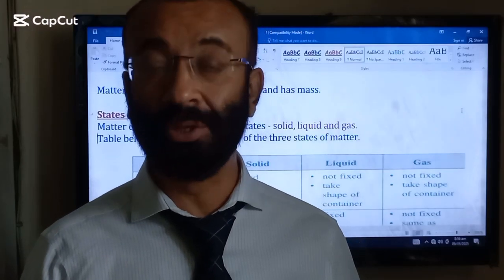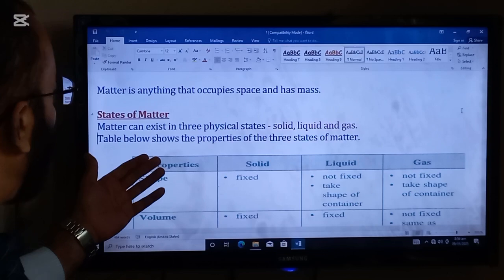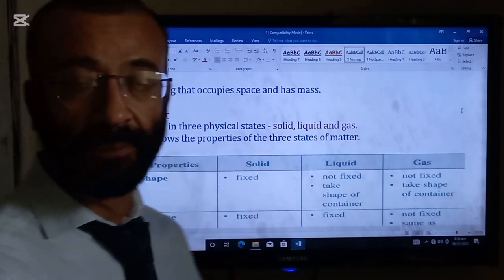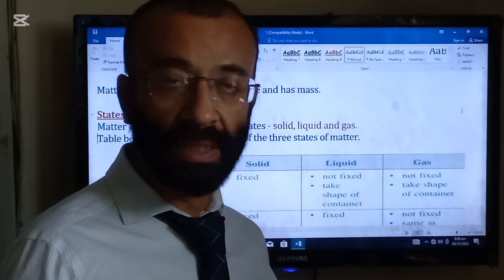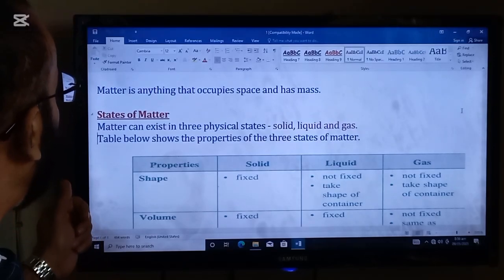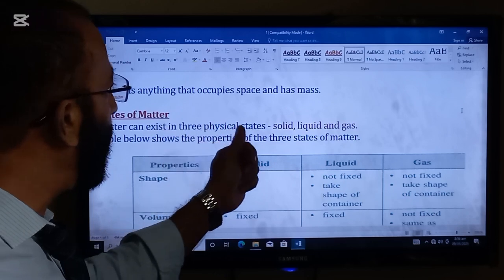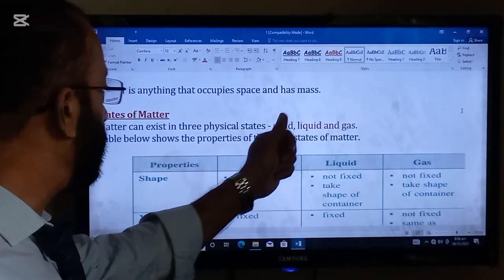Good morning, students. Today we are going to start the topic of states of matter and kinetic particle theory in chemistry. So concentrate yourself. We are going to start. First, we are going to read the definition of the matter. Matter is anything that occupies space and has mass.